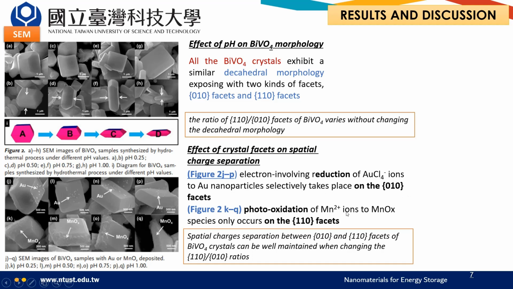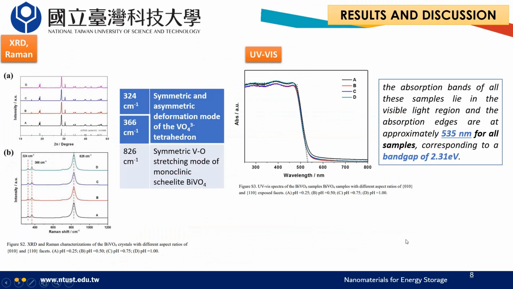Meanwhile, the photooxidation of Mn2+ ions to MnOx all takes place on the 110 facets. So it is proven that spatial charge separation between the 010 and 110 facets of bismuth vanadate crystals can be well maintained when changing the ratios of the facets.